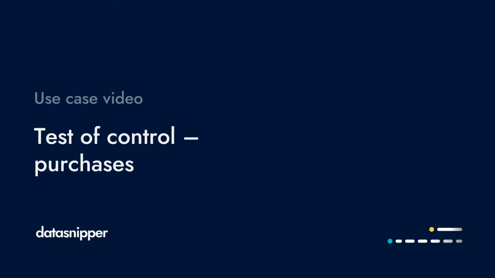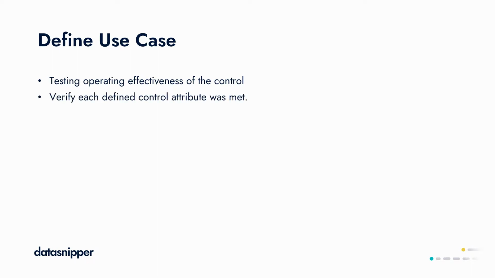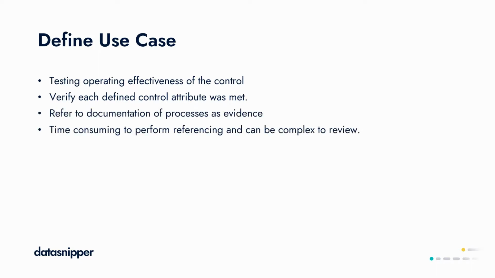To define the use case, this example will focus on tests of operating effectiveness, and we're aiming here to verify that each control attribute which we've identified in our walkthrough process is being met. Typically, this is done by referring to documentation which evidences specific control procedures being performed. It can be time-consuming to evidence all of the control attributes, especially when you have larger sample sizes, and it can also be complex to review.